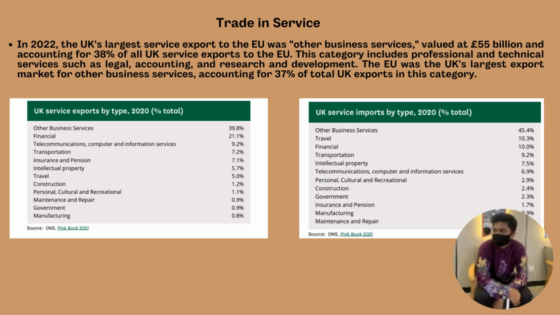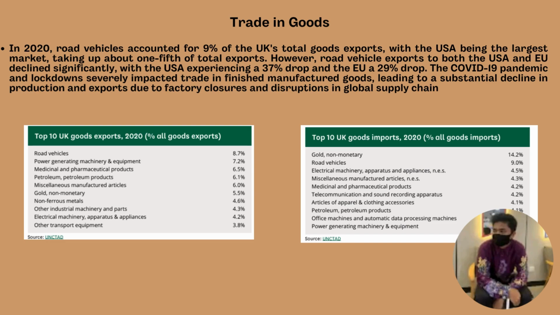The next one is trade in service. In 2022, the UK's largest service export to the EU was other business service, valued at 55 billion and accounting for 38% of all UK service export to the EU. This category includes professional and technical service such as legal, accounting and research and development. The EU was the UK's largest export market for the other business service, accounting for 37% of total UK export in this category.